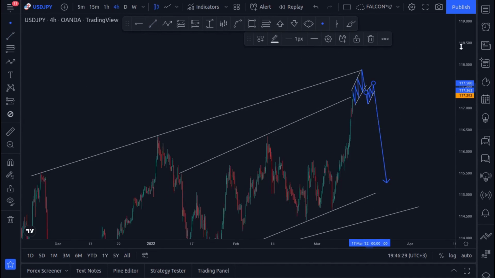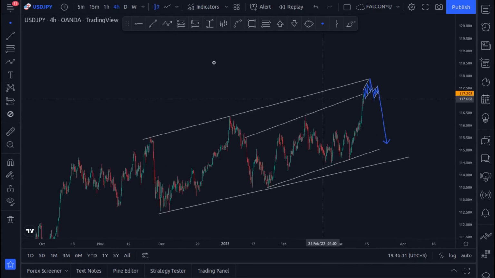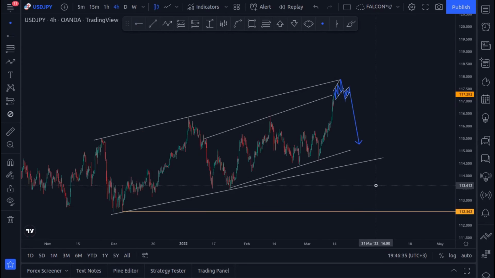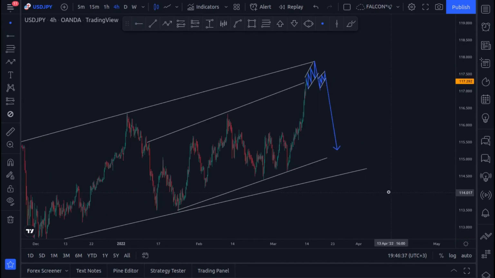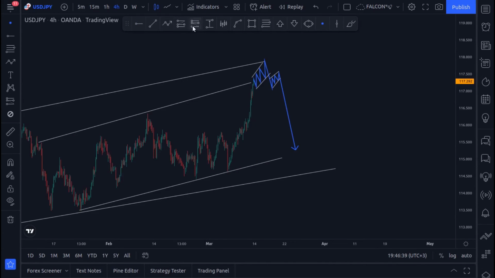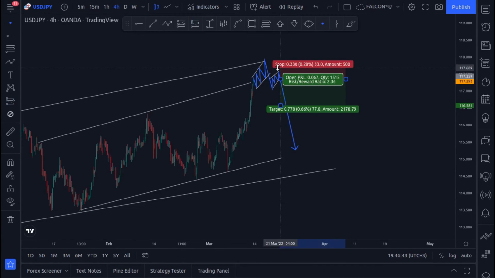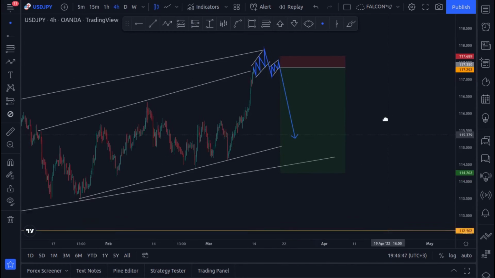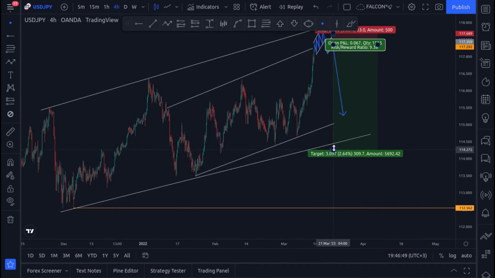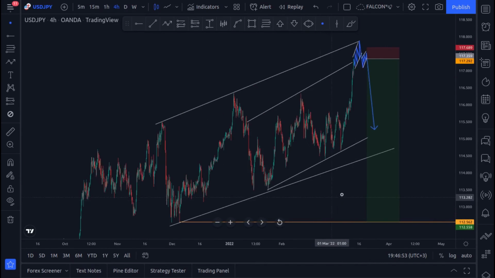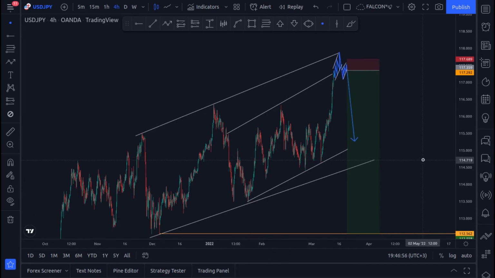Okay, this one also looks nice because the potential target has very nice reward, as you can see. For the purpose of being safe, you'll just have to wait for this tight correction on the 15-minute chart. Okay, just for good risk management, you should not have a stop loss of over 50 pips.